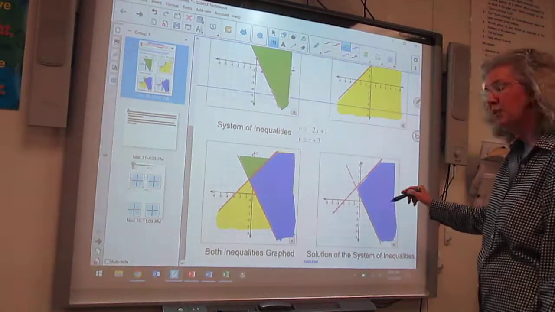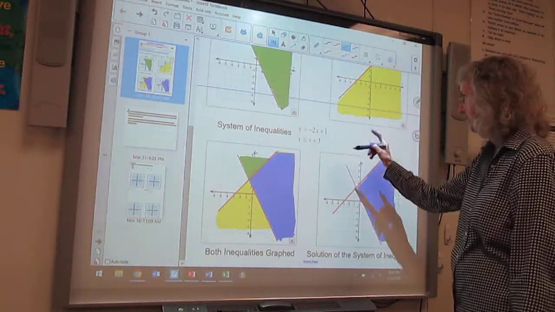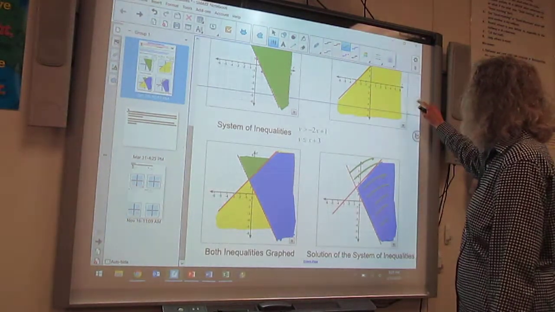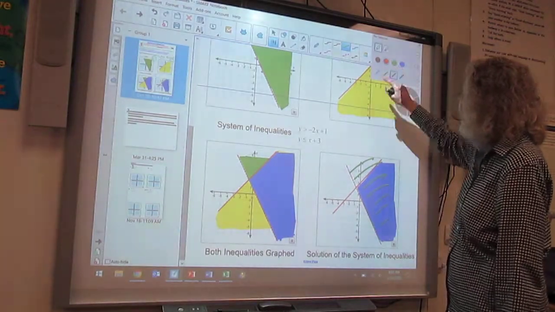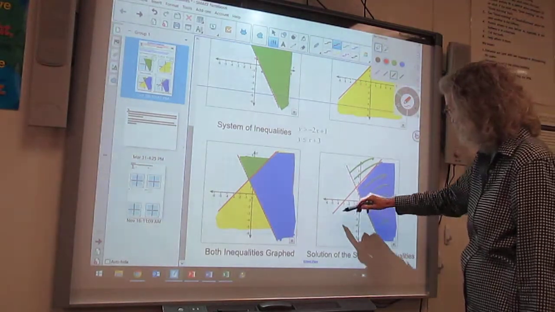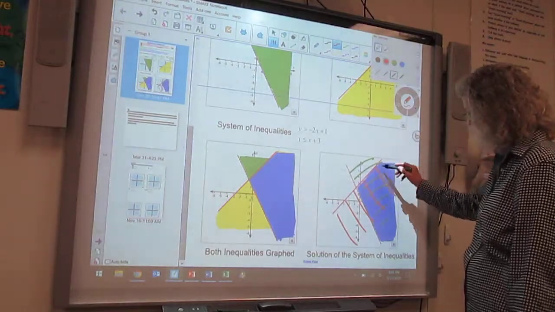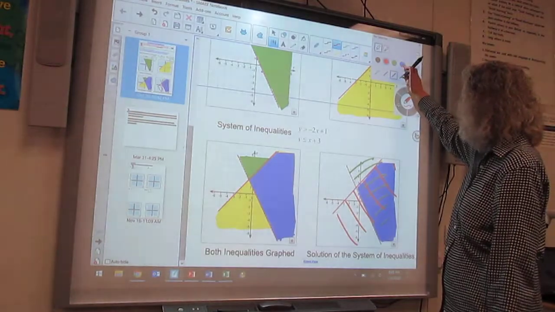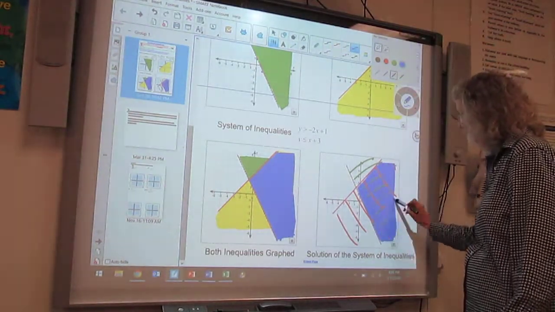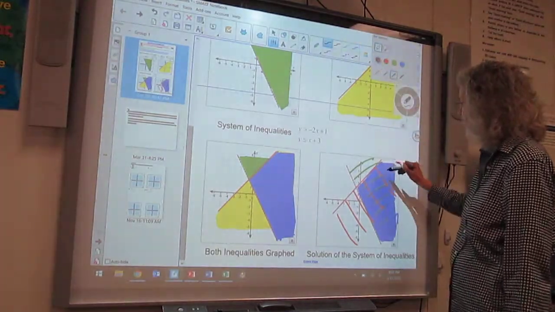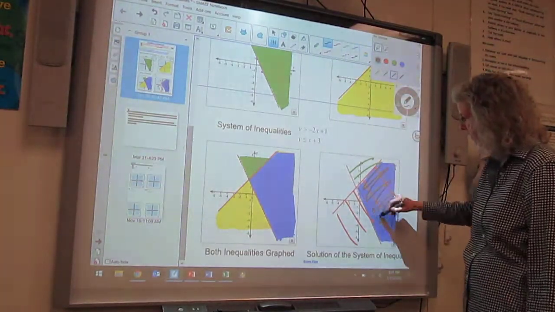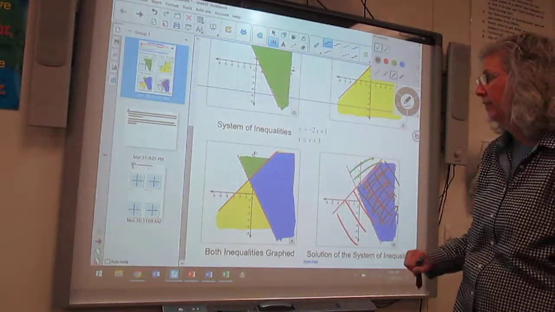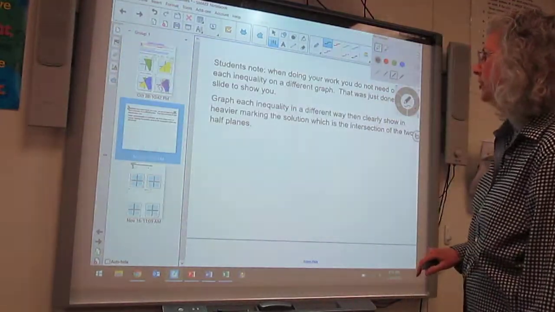Okay? So when you're doing this on your paper, you're going to graph, let's say the green side, you might graph like this with a light green pen. And then you might graph the other side like this. And then you realize that this is where you need it, so you're going to shade that in real good. Okay, well, that didn't show up. You're going to shade that in double so it's noticeable that that is the solution to the system. Okay? And that's all I wanted to show you.